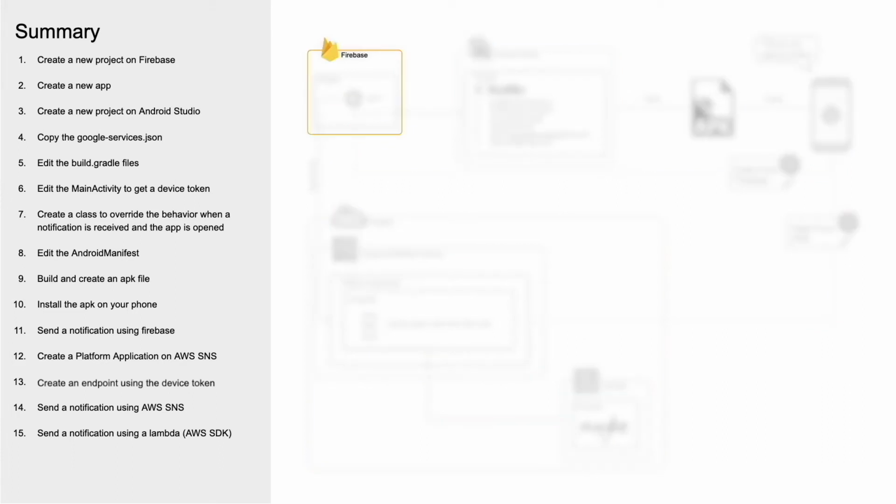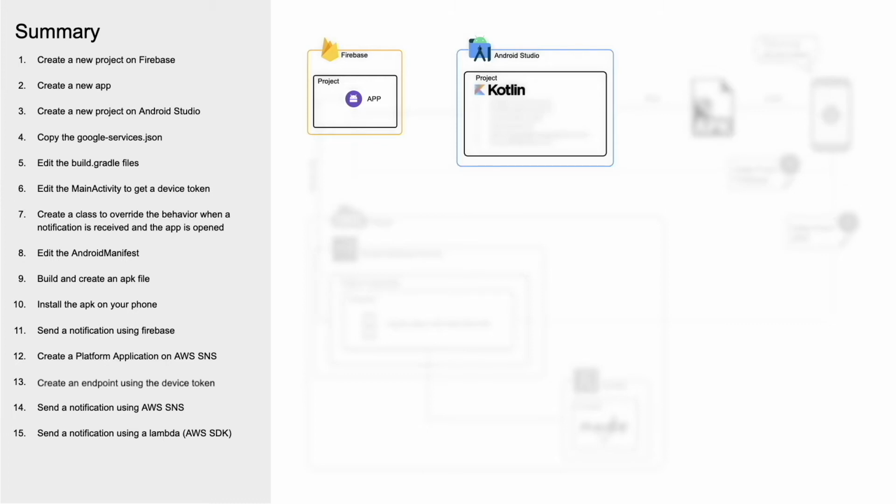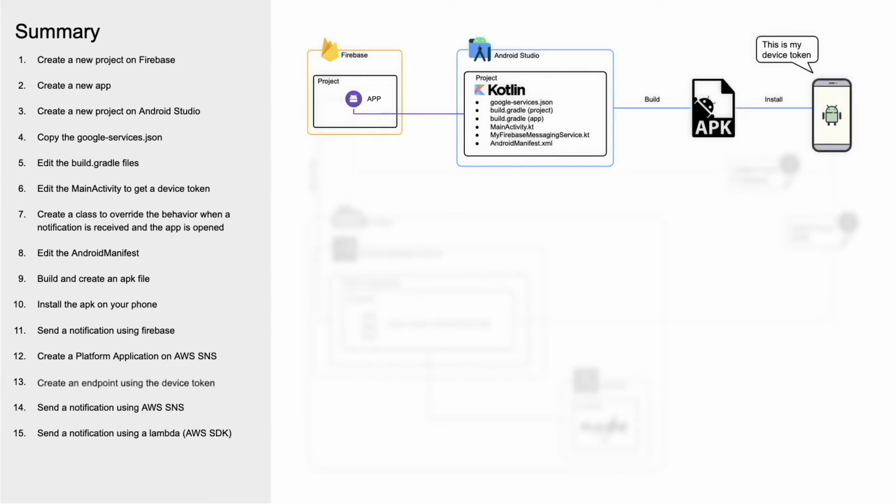On Firebase we have to create a project and an Android application. On Android Studio we have to create a Kotlin project where we'll use some configurations from Firebase. We'll create an action to get the device token, and we'll build our project to create an APK we have to install and run on our mobile devices. When we get the device token, we have to use it on Firebase to send our first notification.